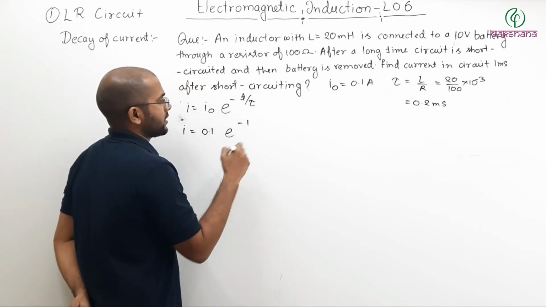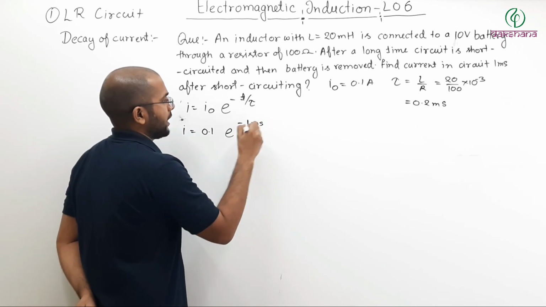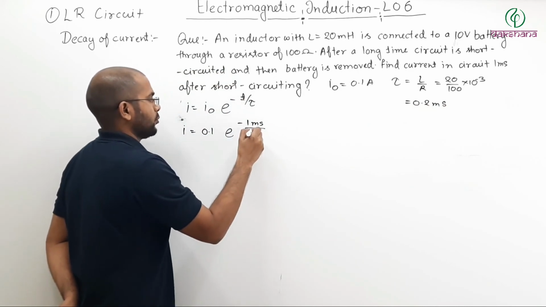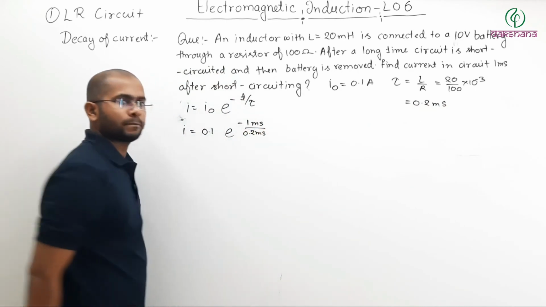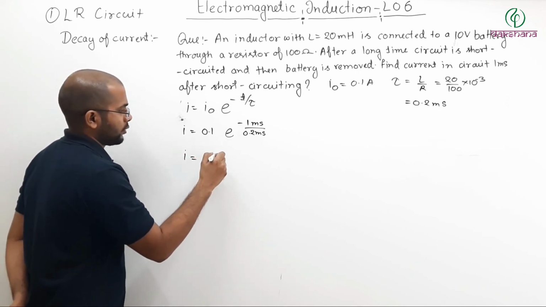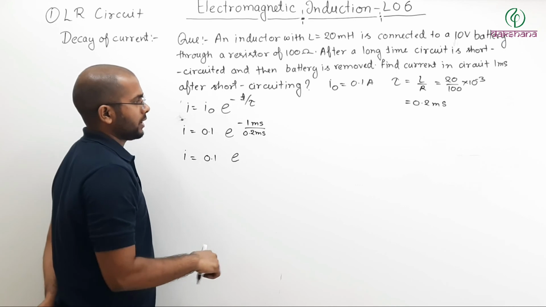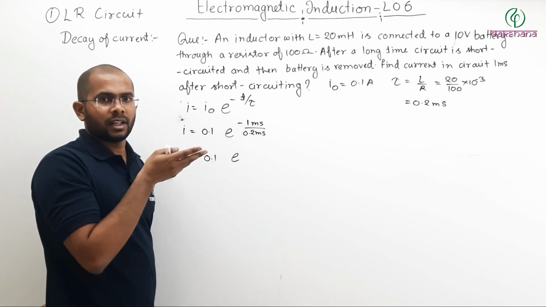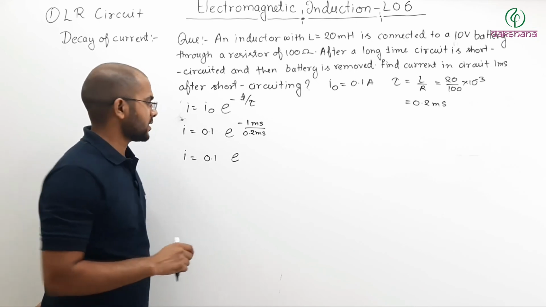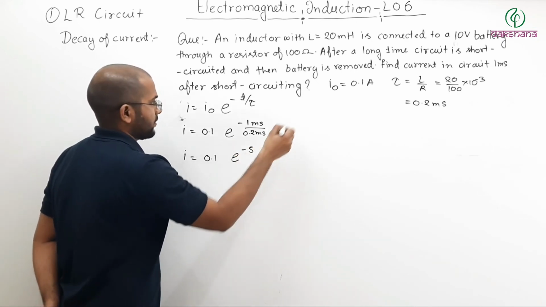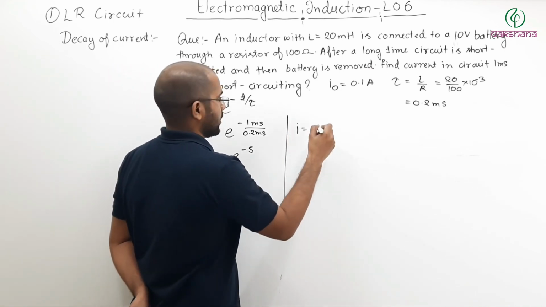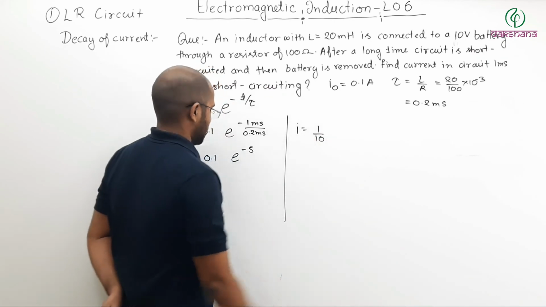So 1 millisecond divided by time period. What is time period? 0.2 millisecond. So that will be I equals 0.1 e to the power. Millisecond will cancel out. 1 divided by 0.2 will be how much? Minus 5. So current I is 1 by 10.